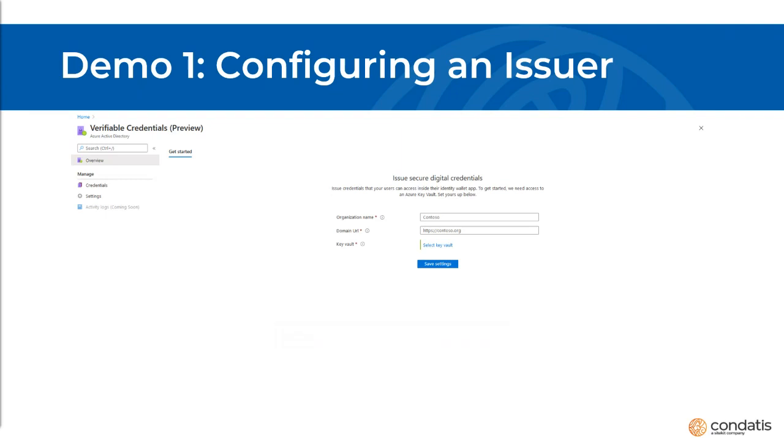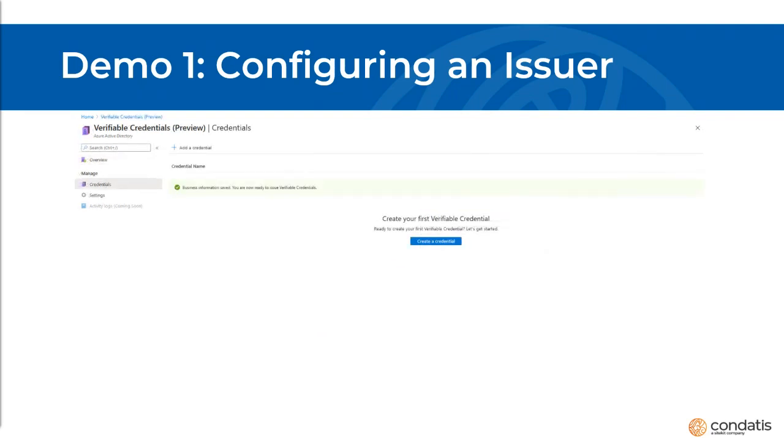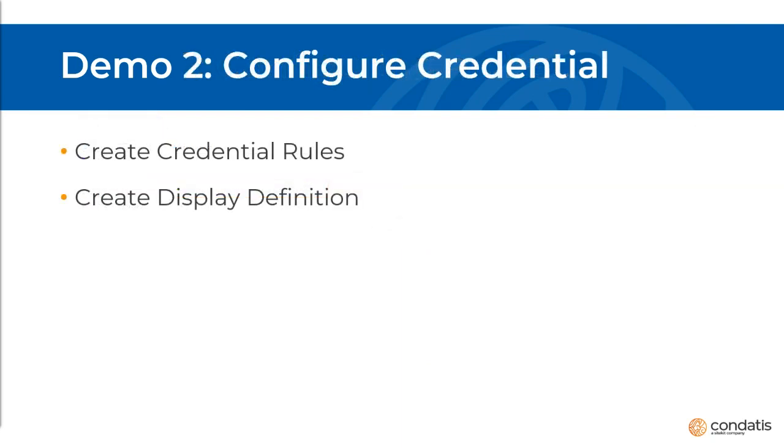On this page, we will need to fill in the organization name, the domain URL, and select a key vault. Once we save the settings, Azure Active Directory will create the keys in the key vault and will publish the DID and the public keys to the distributed ledger. The public keys are used to manage signing, recovery, and updates for our DID.